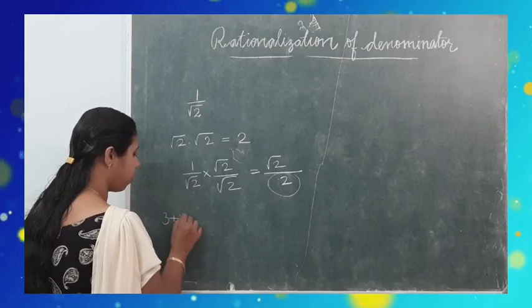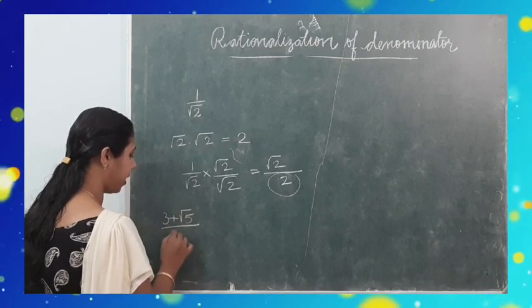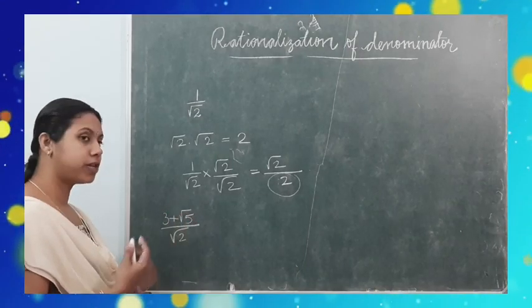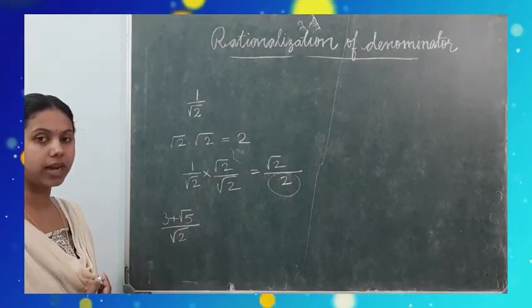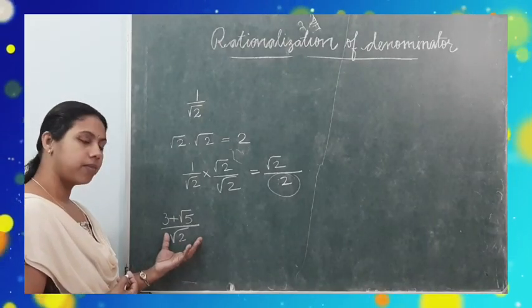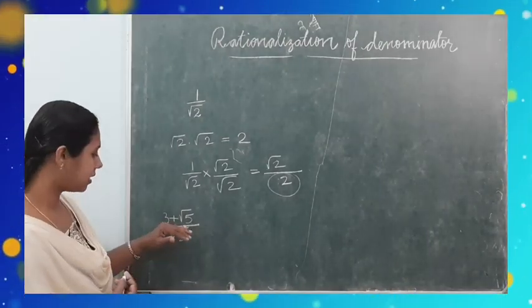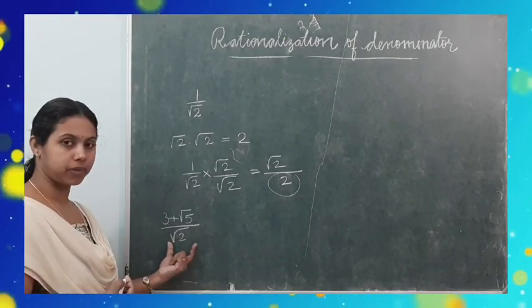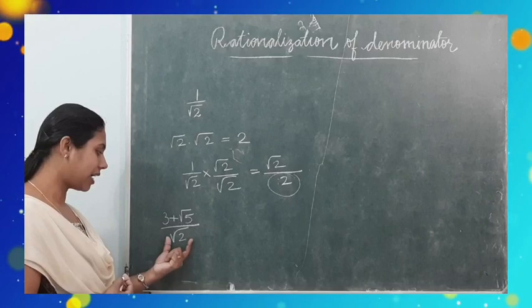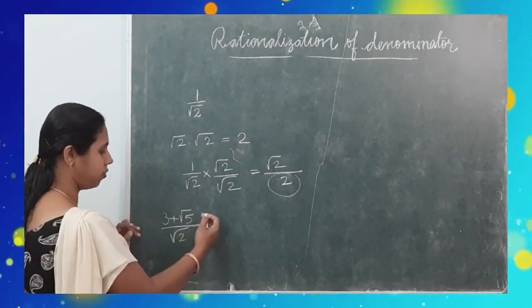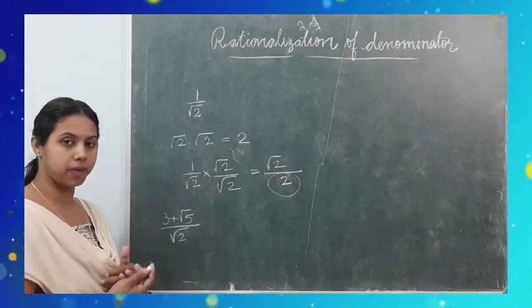3 plus root 5 divided by root 2. Numerator and denominator both are irrational numbers. But we need to make the denominator a rational number. So to get a rational number in the denominator, we should multiply both numerator and denominator by which number?